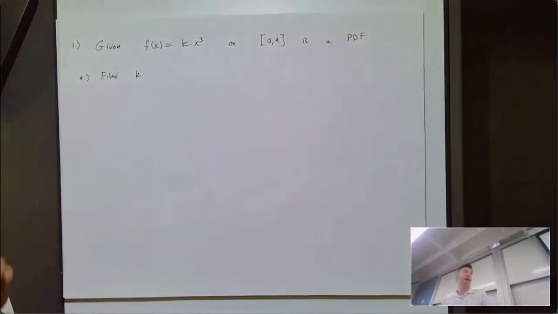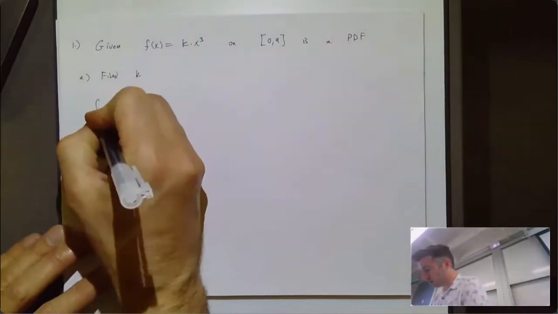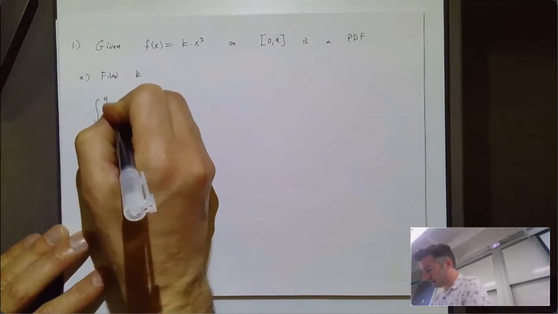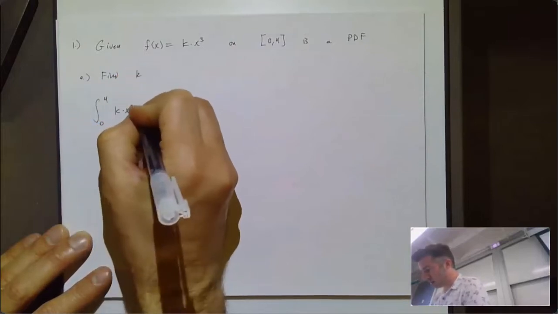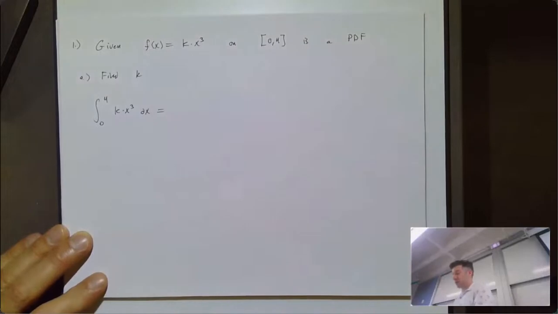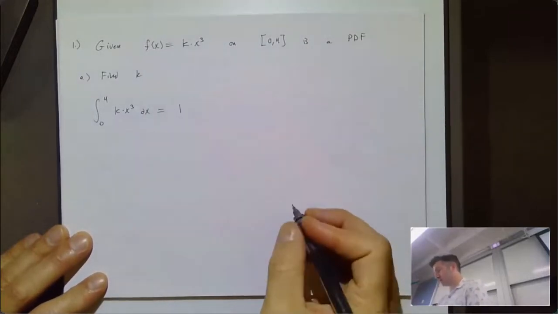So to find k, we have to set up the integral over the entire interval so that it's equal to 1, because that's part of the definition of being a probability density function: the area under the curve is equal to 1. So we're going to do the integral from 0 to 4 of k times x cubed dx. We're going to set that equal to 1. Then we're going to solve for k.